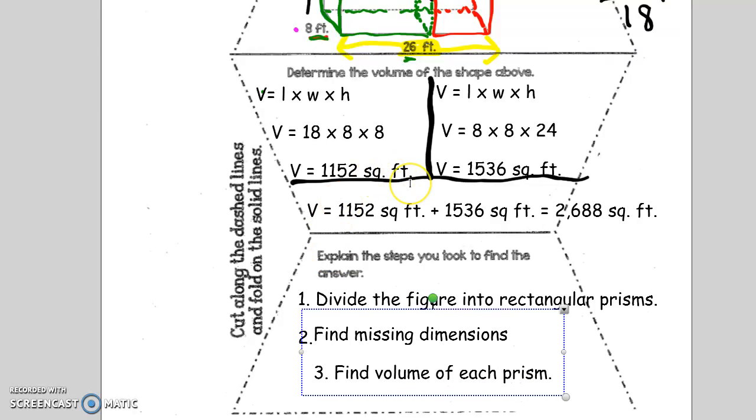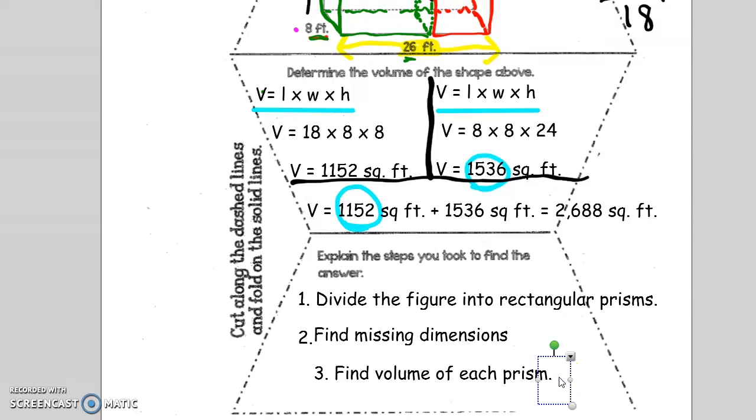So look up here. In this section of our work, we found the volume of the green prism. And then we found the volume of the red prism, right? So we found the volume of each prism. The final step, here's the money step, guys. You just need to add the volumes together.